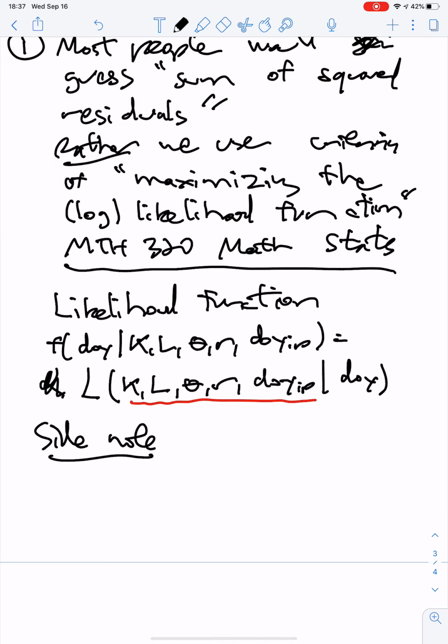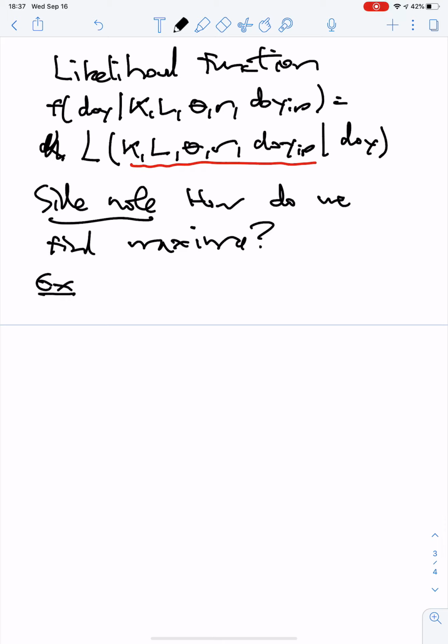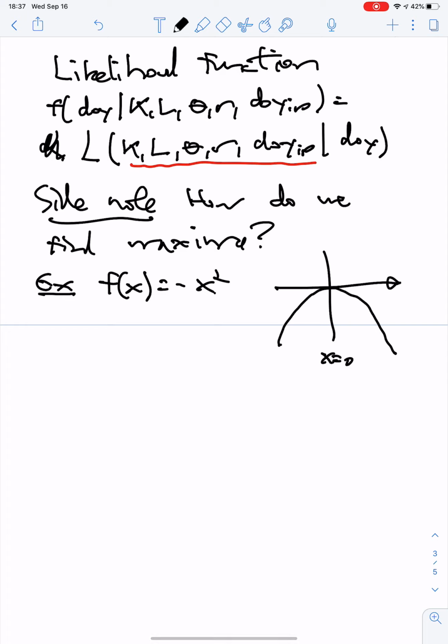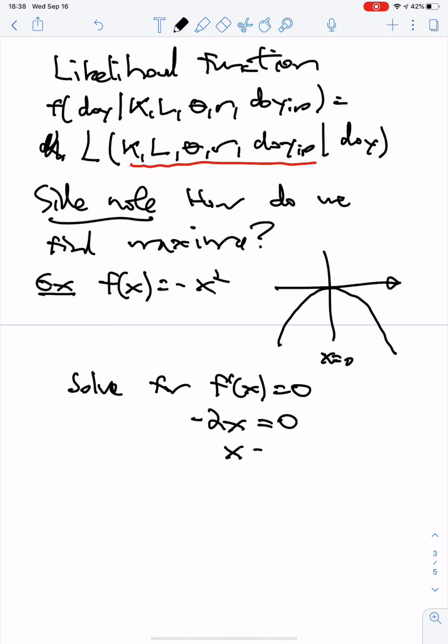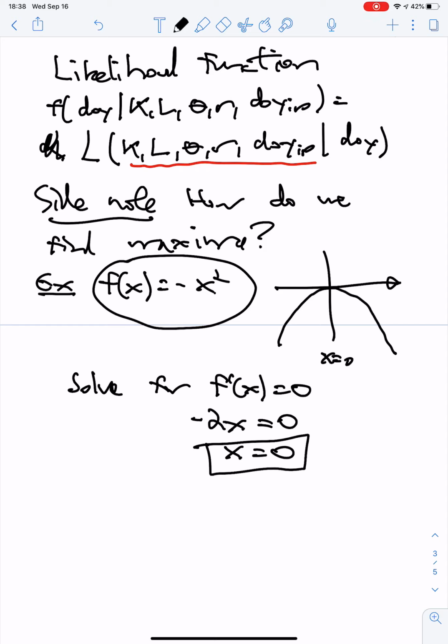But here's a little side note. How do we find maxima? Example. Simple example from calculus. Say you have a function f of x is equal to minus x squared. What is that going to look like? Well, if this is x equals 0, what is the maxima of that function? Well, you solve for the derivative equal to 0. So the derivative of minus x squared is negative 2x equals 0. X equals 0. This is the maxima. That is the optimal value of x for f of x equals minus x squared.